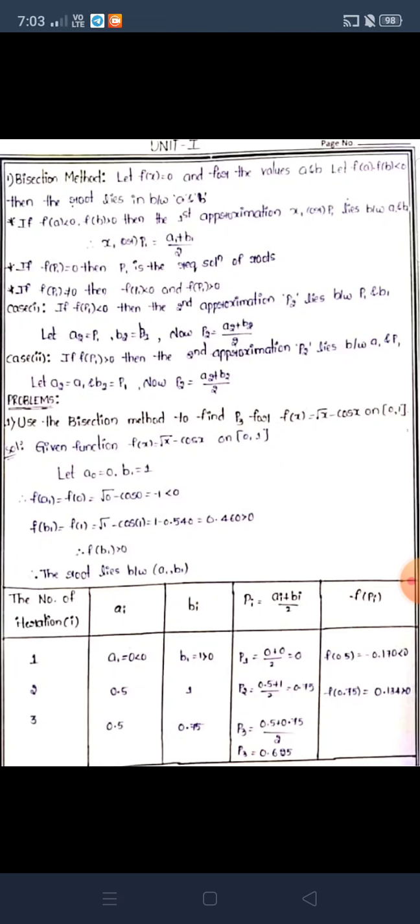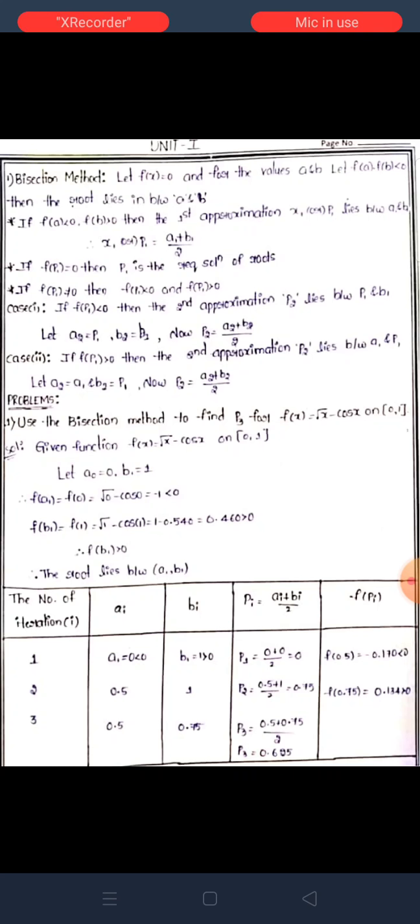First point, let f of x equals 0, and for the values a and b, let f of a into f of b less than 0. Then the root lies between a and b. If f of a less than 0, f of b greater than 0, then the first approximation x1 or p1 lies between a1 and b1. Therefore x1 or p1 is equal to a1 plus b1 by 2.